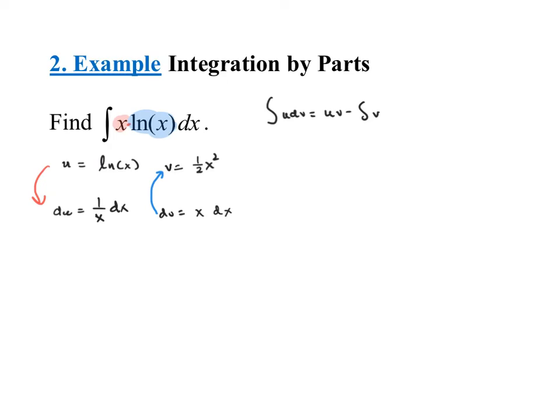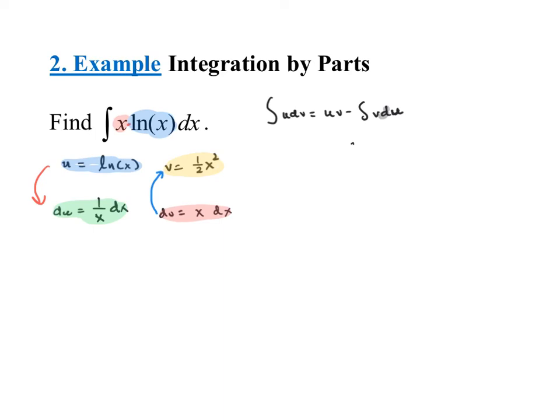Okay, so let me do some highlighting so you can see this. We have now made u equal to the natural log of x. We've made dv equal to x dx. We have du here, which is 1 over x. And we also have v here, which is 1/2 x squared. So let's go back up to our original formula here. The integral of u dv is uv minus the integral of v du.